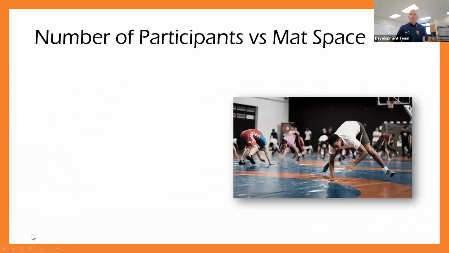Another area that I want to look at is the number of participants versus your mat space. There's a lot of things in this process as we go through this slide, a lot to think about, and how you can really implement these into your practices. It's going to help in a number of ways. It's going to make sure that you have the right kids matched up and a proper amount of space for the activities to take place. But these are things you have to think about in advance. So here are some questions that I want you to consider.